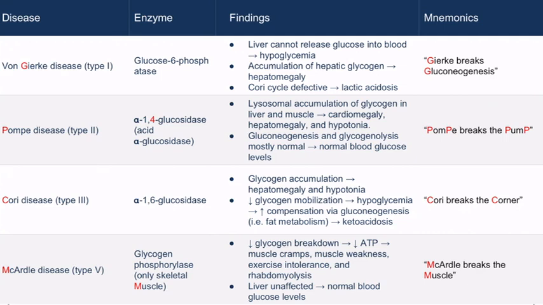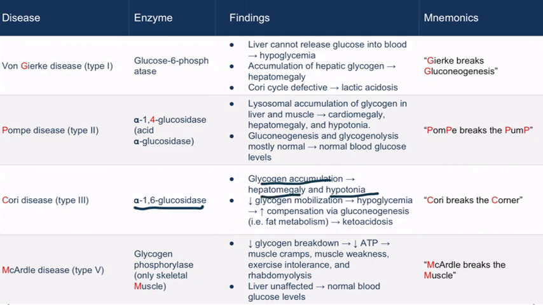So again, Cori disease is caused by a deficiency of alpha-1,6-glucosidase. This results in a decreased ability to break down the final branches of glycogen. As the non-functional glycogen accumulates in muscle, it results in hypotonia. As it accumulates in the liver, it results in hepatomegaly.